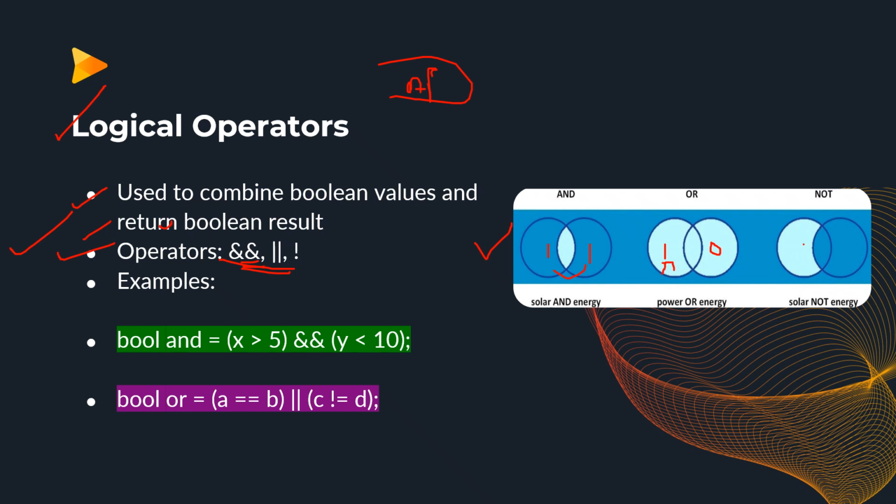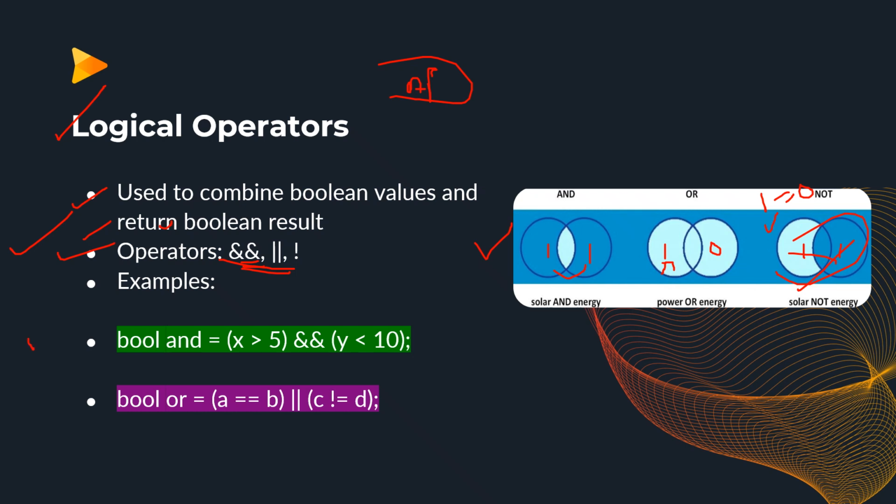And in NOT operation, if the value is 1, it will provide 0. This is not done on two variables, it will just work on one variable. So if the value of that variable is 1, then it will give 0. That means it will provide true or false. All of these are used as logical operators.